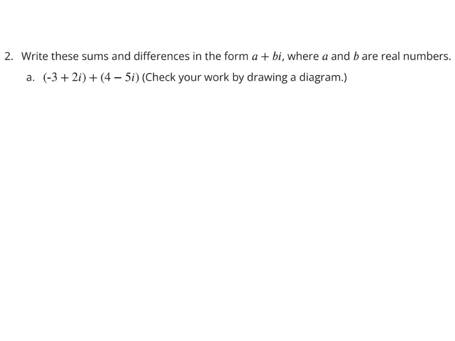Write these sums and differences in the form of a plus bi. All right, so now, when you add complex numbers, put the real numbers together, put the imaginary numbers together, and we get 1 minus 3i as the answer.